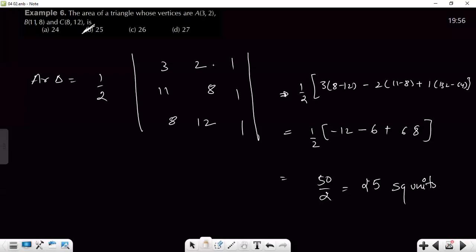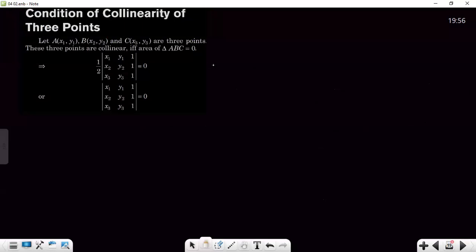Now let's discuss this point. Three points will not always make a triangle. Those three points can be on a single line also. If three points exist on the same straight line, then we name those three points as collinear points.